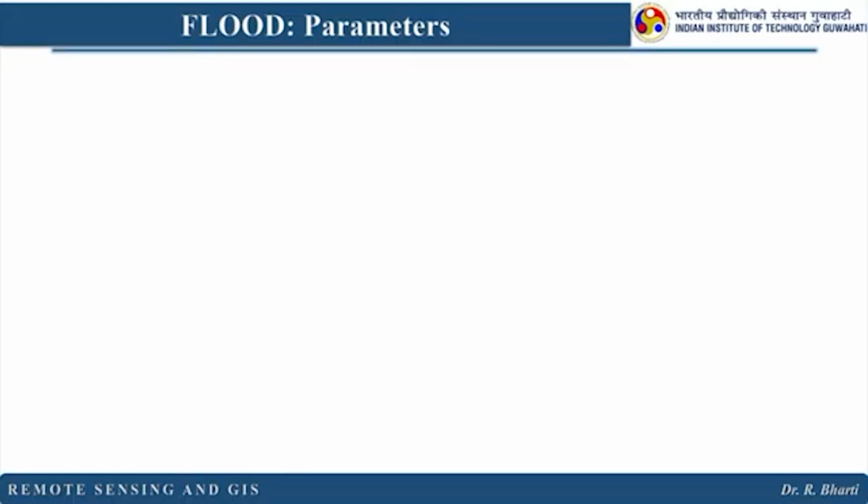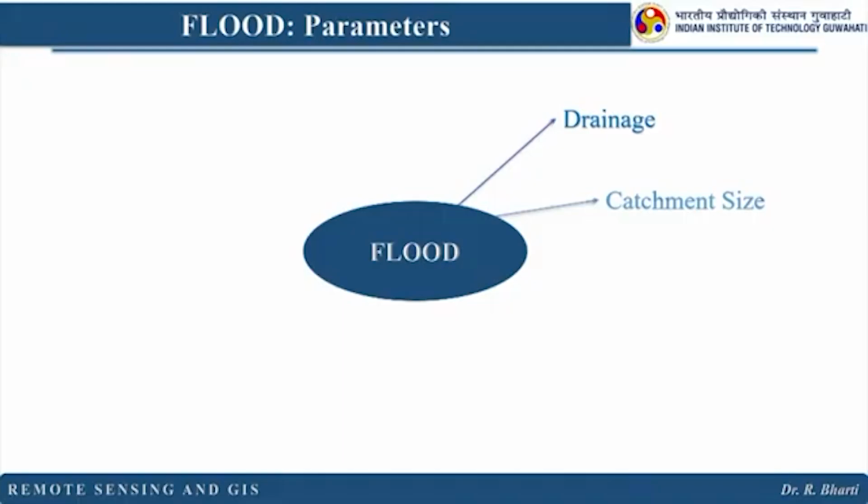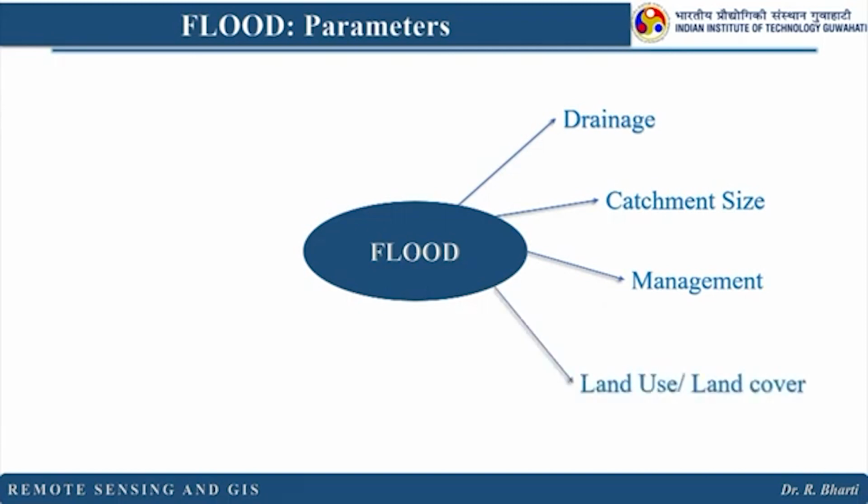So here we will quickly go through the different parameters. Let us see the first parameter which we need for flood studies, that is your drainage pattern, which you can easily derive from remote sensing. The next one is catchment size, that is also possible from remote sensing. Management, land use, land cover, that also comes from remote sensing and GIS.